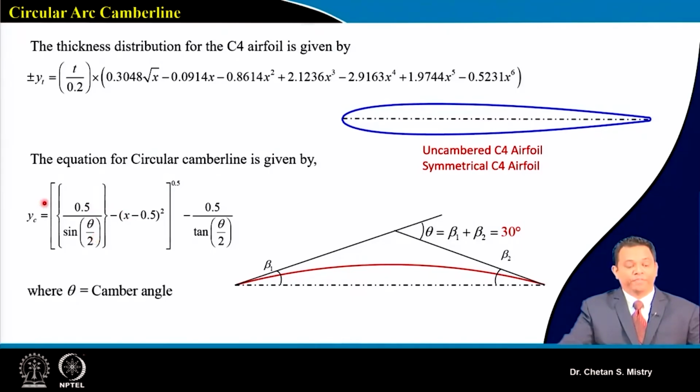Okay, so if we are putting different values of x and the value of theta, that's what will give me how my camber line is prepared. So this is the formula for that. Now we have our camber line ready. Those who are good in coding, maybe you can practice and make a program that will help you in playing with this camber line equation.